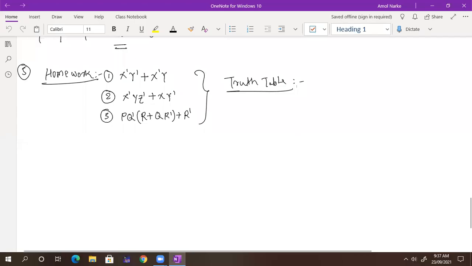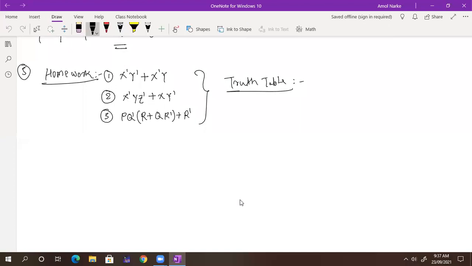Okay, so I have given some examples as homework. Tell me whether you've done all the examples. What is the example I have given as homework to find the truth table? Have you done that? Yes or no?